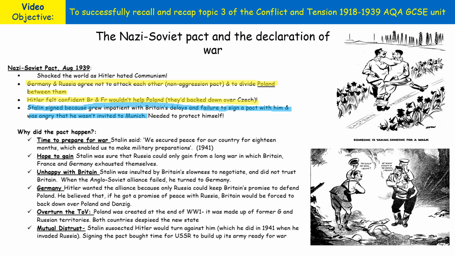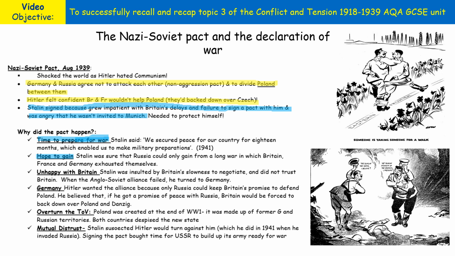Why did it happen? Well, for Stalin, it gave him time to prepare for war. The Soviet army wasn't particularly strong at this point in 1939. Stalin also hoped to gain from the pact as well. He believed that if France and Britain fought against Germany, it would weaken all those countries and give the USSR a better chance to defend itself.